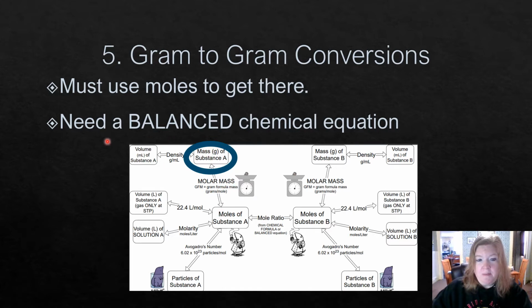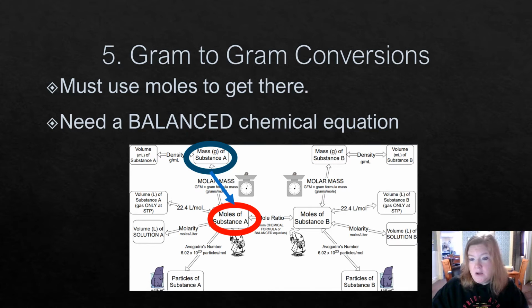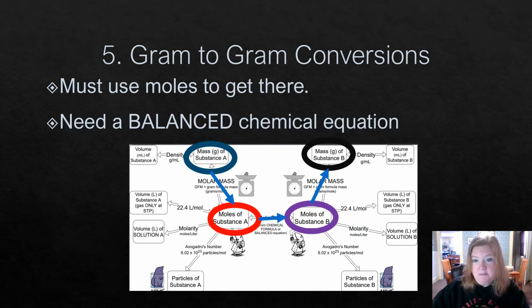So I'm going to go from mass of substance A to the moles of substance A. Then I'm going to use the balanced chemical equation and the coefficients and get to moles of substance B. Then I can finally get to the mass of substance B.